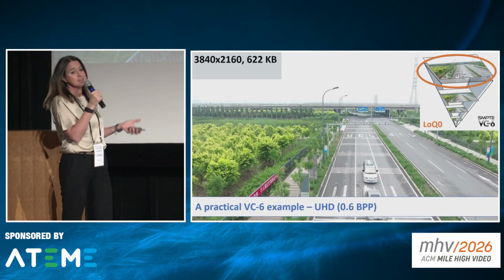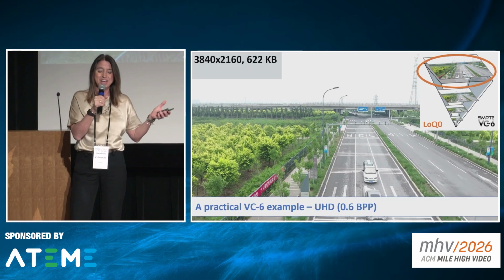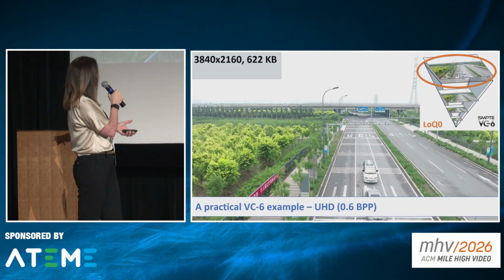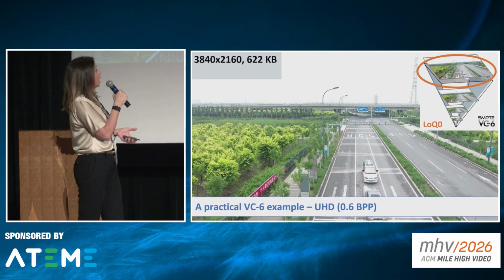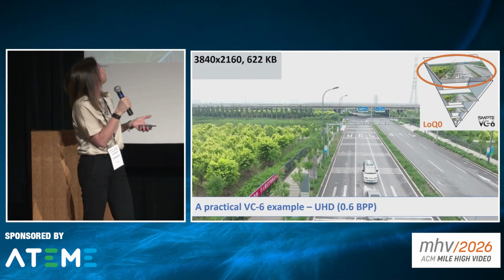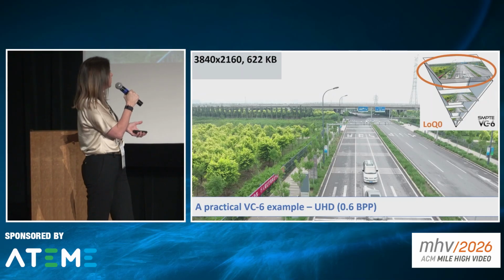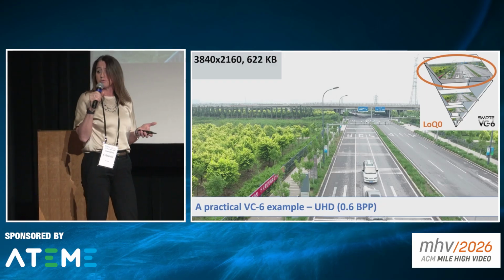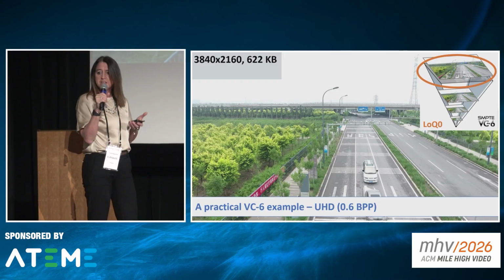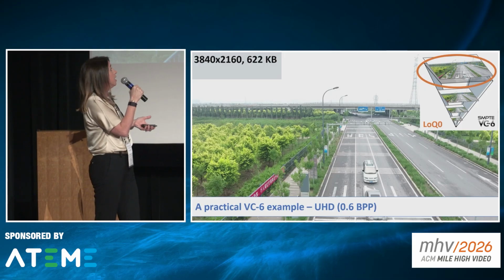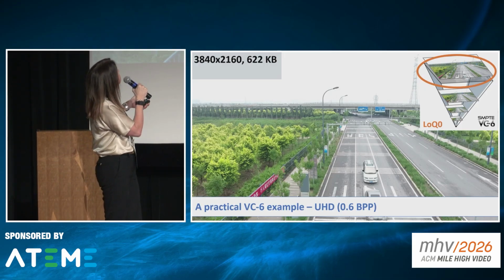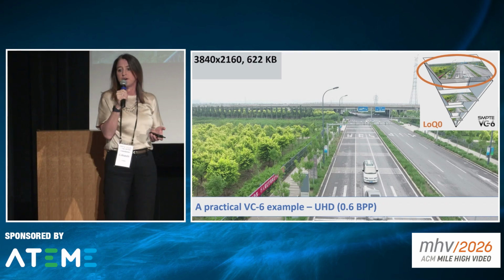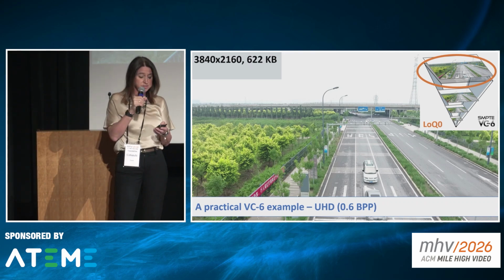To give you a practical example, using one of the videos that we use for our experiments, this is an Ultra HD surveillance video. Ultra HD compressed at 0.6 bits per pixel is pretty good quality for either machine and also human perception. However, most of the information that you can see in this image is actually not very relevant for the machines.